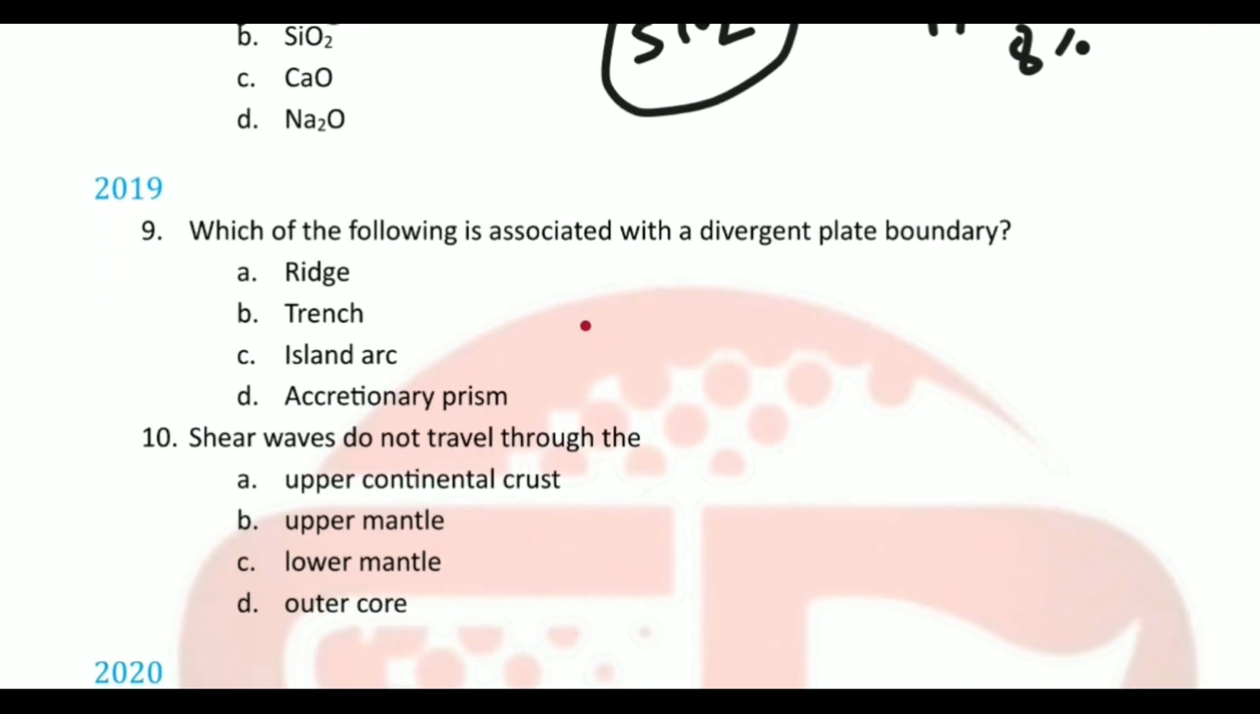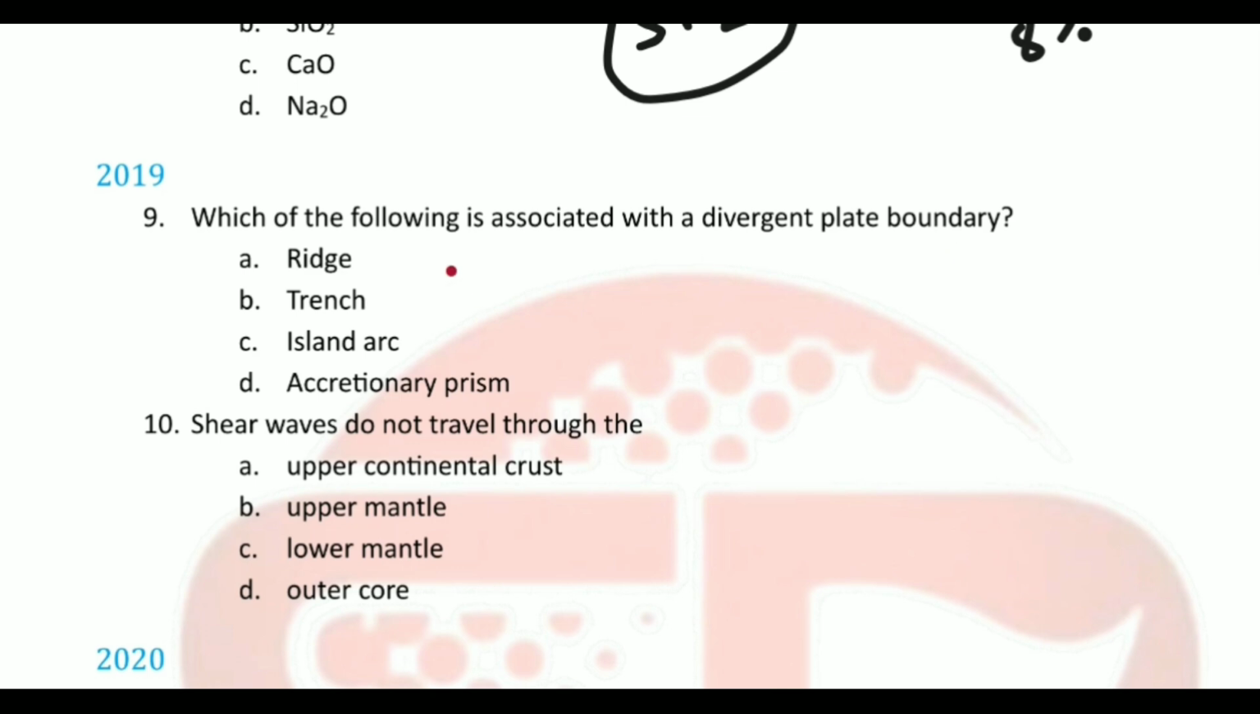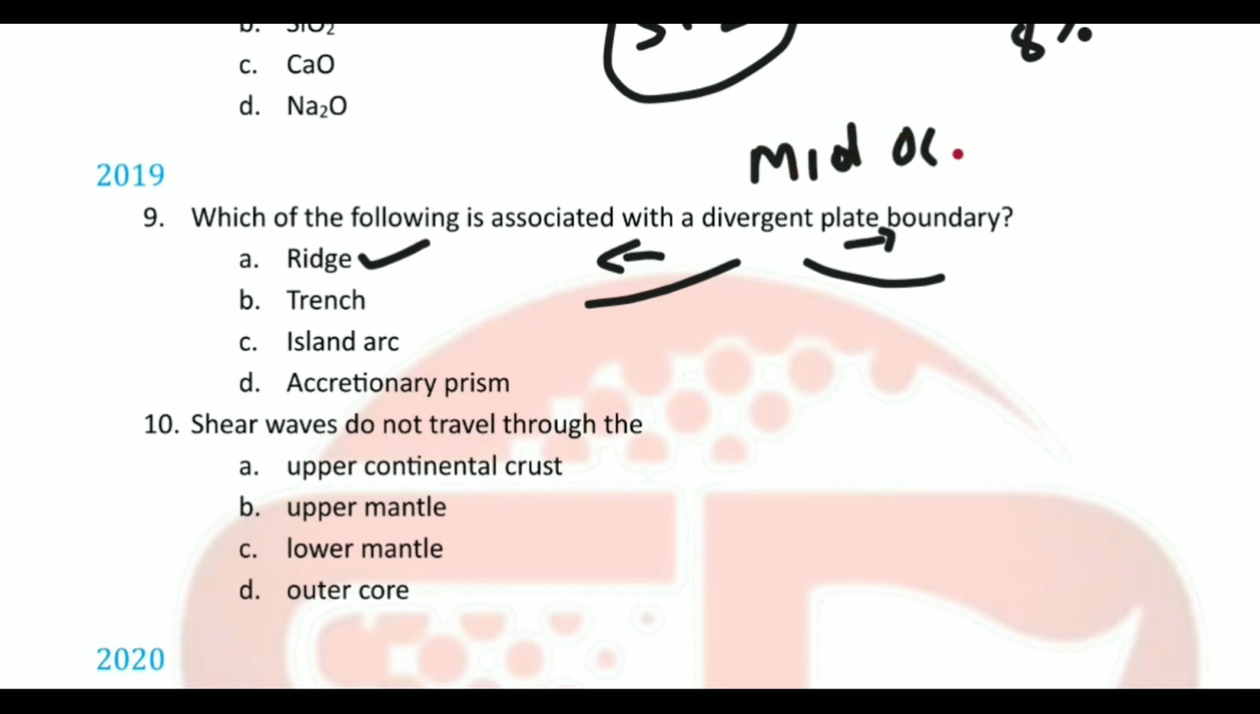Which of the following is associated with the divergent plate boundary? At a divergent plate boundary, the plates diverge, they move away from each other. So it is characterized by a mid-oceanic ridge. Divergent plate boundary is always characterized by a mid-oceanic ridge.